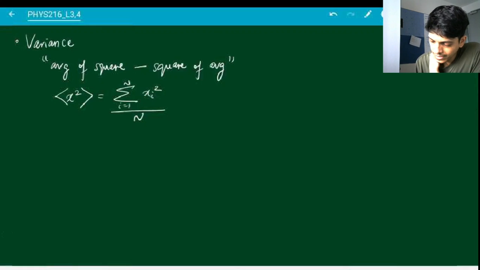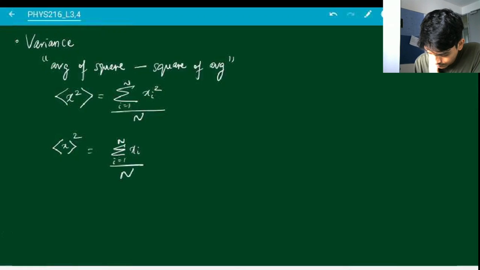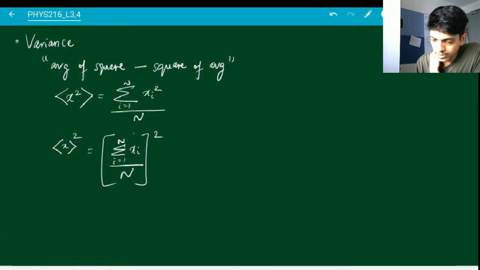And what is the square of the average of x? The average of x is this, and then you take the square of this entire thing. When you take the difference between the two, you get the variance. And variance is called sigma squared. Why is it called sigma squared? Because the square root of the variance turns out to be the standard deviation.